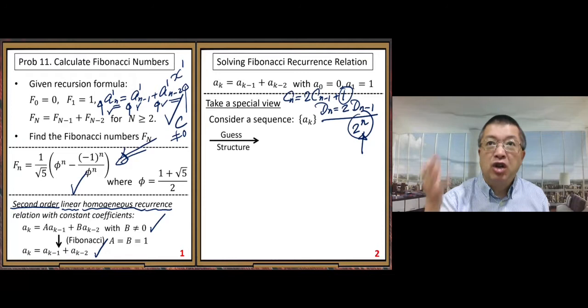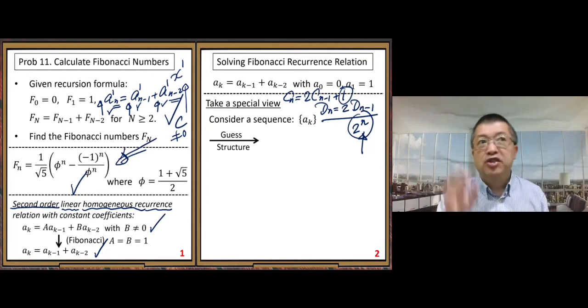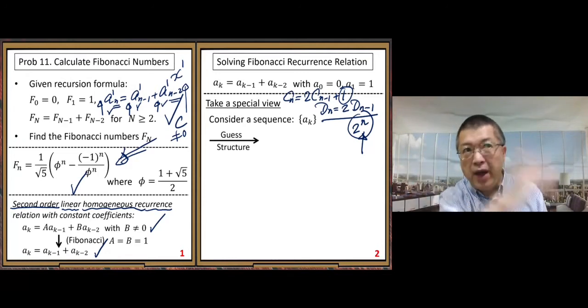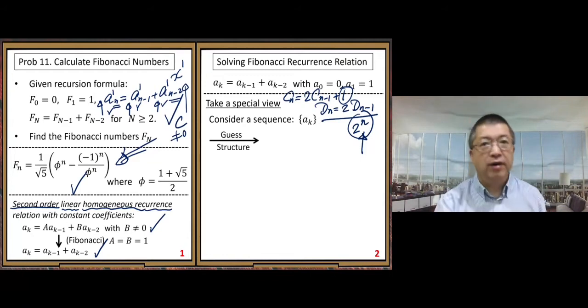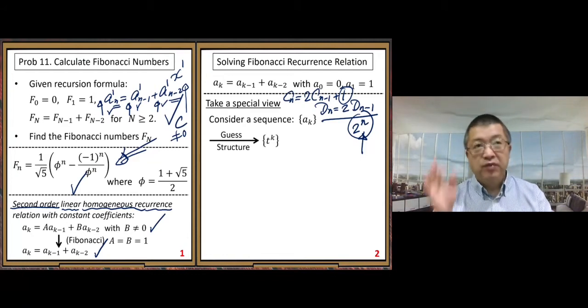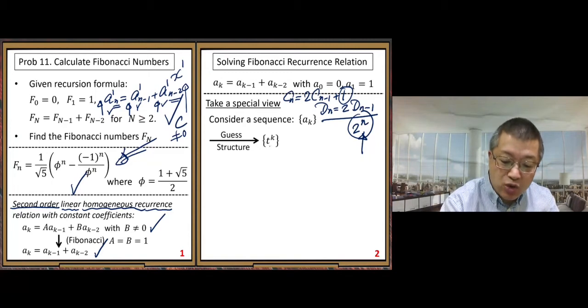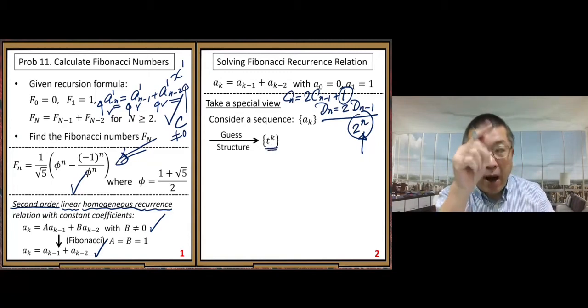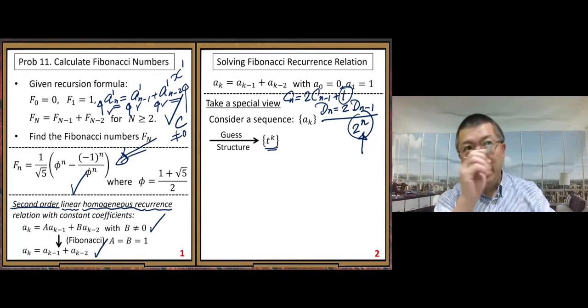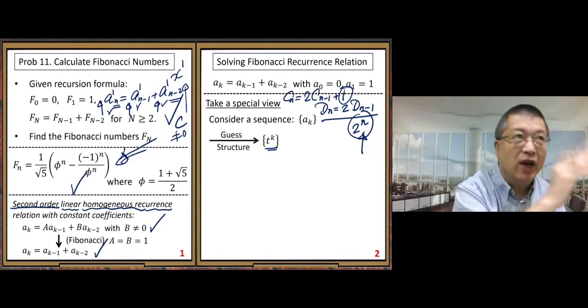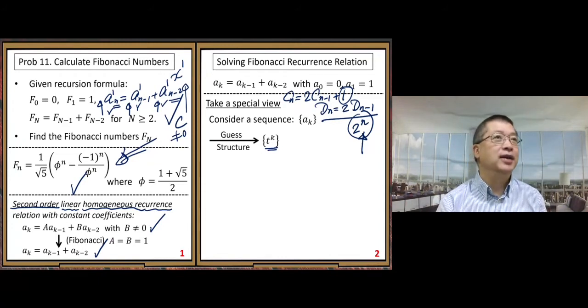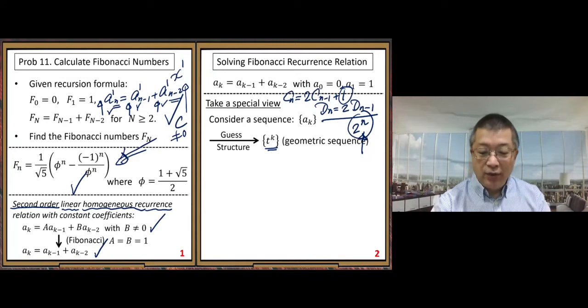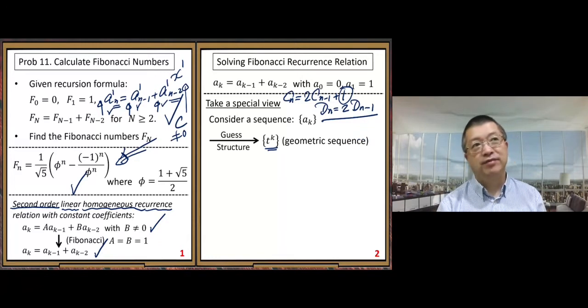Because our guess should come from somewhere, some related thing, but not nowhere, right? With this connection, can we put the structure t to the kth power? Yeah, 2 to the n, t to the kth. This structure we can try. Can we try that? Yes, that's something related. So this we call a geometric sequence. This is a geometric sequence.